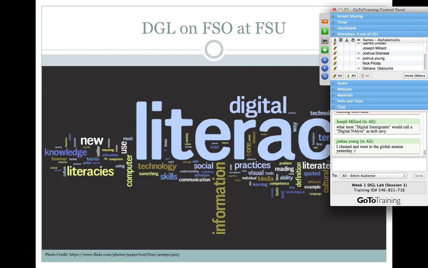But it's not just about digital tools. Okay? Yeah, Josh has said this was covered in the global session. That's okay. But the other big half of it is not just the tools, but how to use them responsibly and effectively, right?